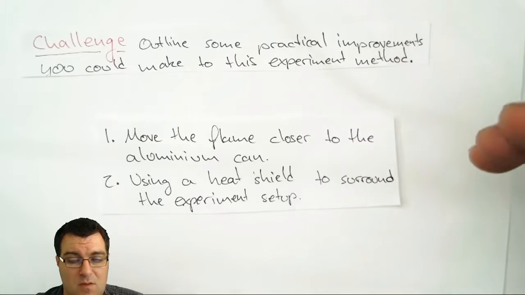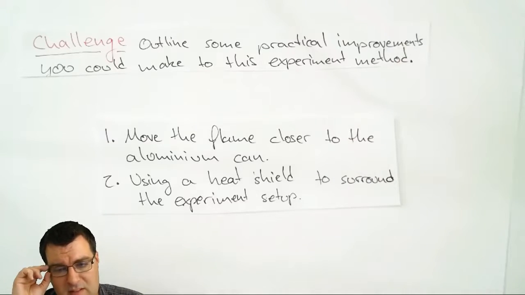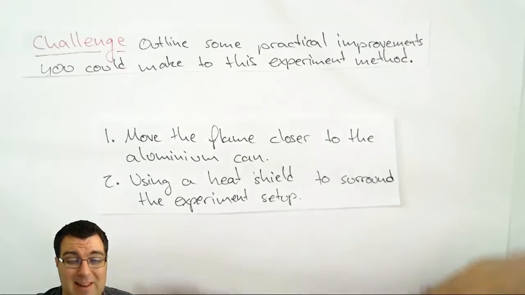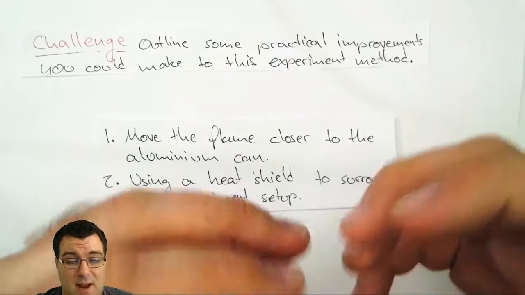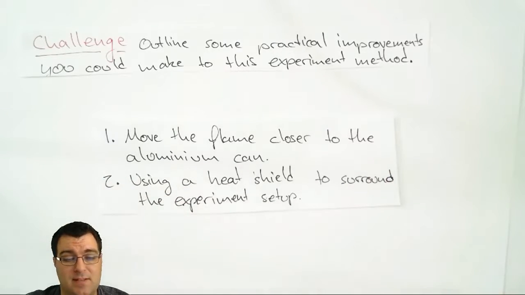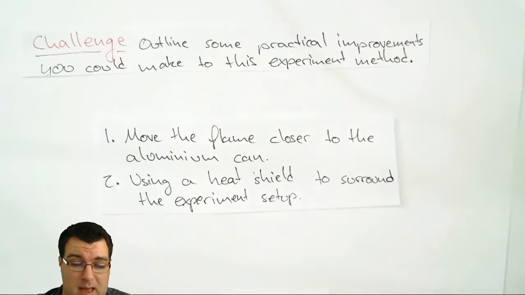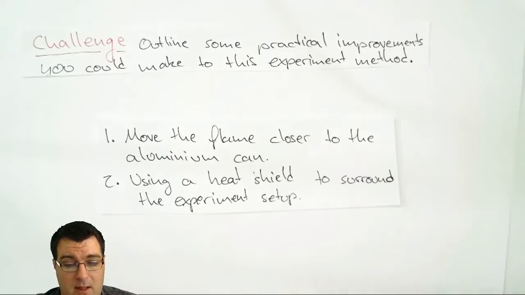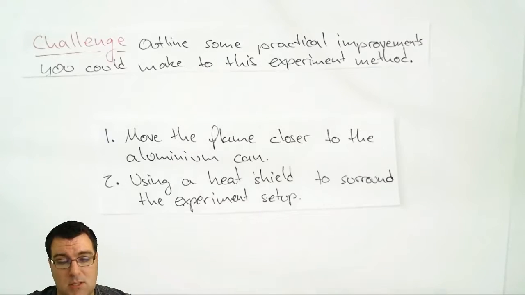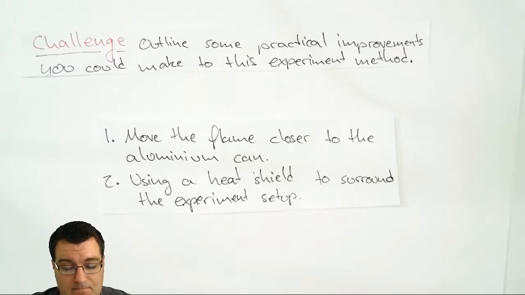Another alternative would be to use some sort of insulating heat shield that reflects energy lost to the surroundings back to the experimental setup, and you could surround your experimental setup with that. You'd potentially have to construct that from an insulating material like polystyrene, and maybe even line it with some aluminium foil on the inside so it reflects heat back towards the experimental setup.